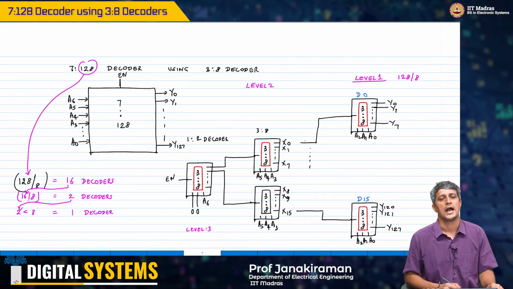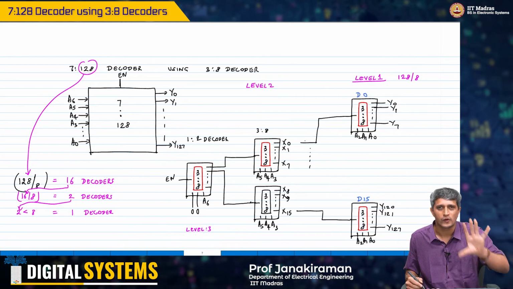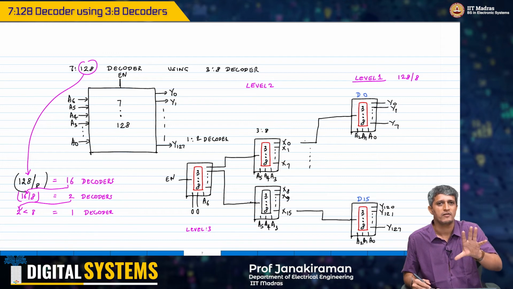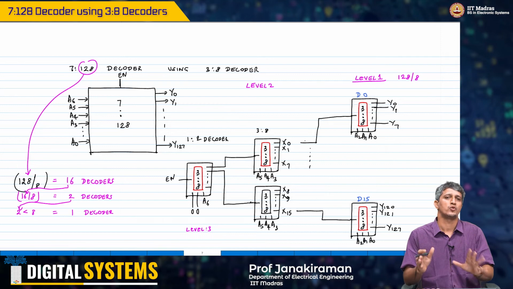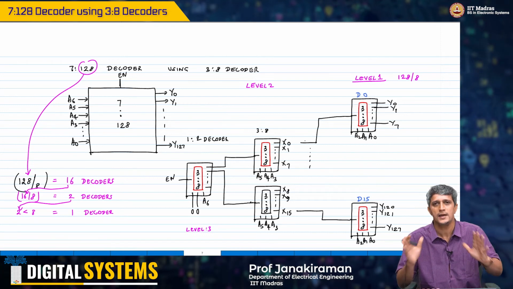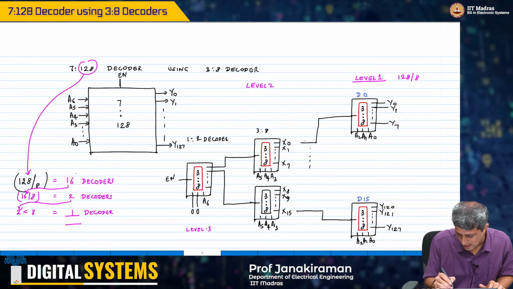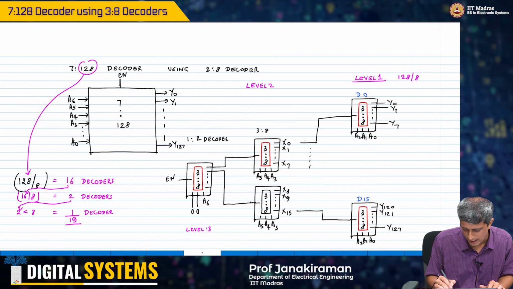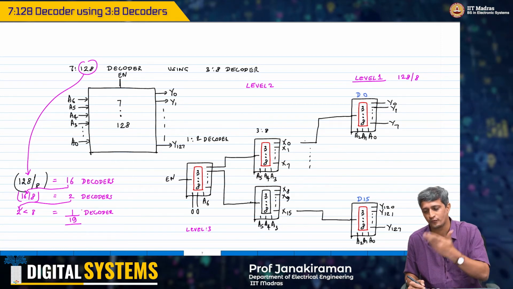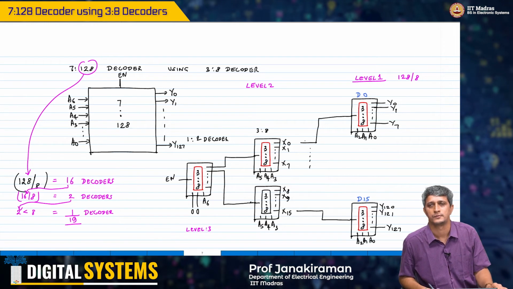Likewise, you go here, and you have to keep doing this until you have reached a point where you can implement whatever you want with a 3:8 decoder without having to go any lower than that. And therefore here we needed how many? 16 plus 2, 18 plus 1, 19 decoders in order to get this design right using 3:8 decoders.